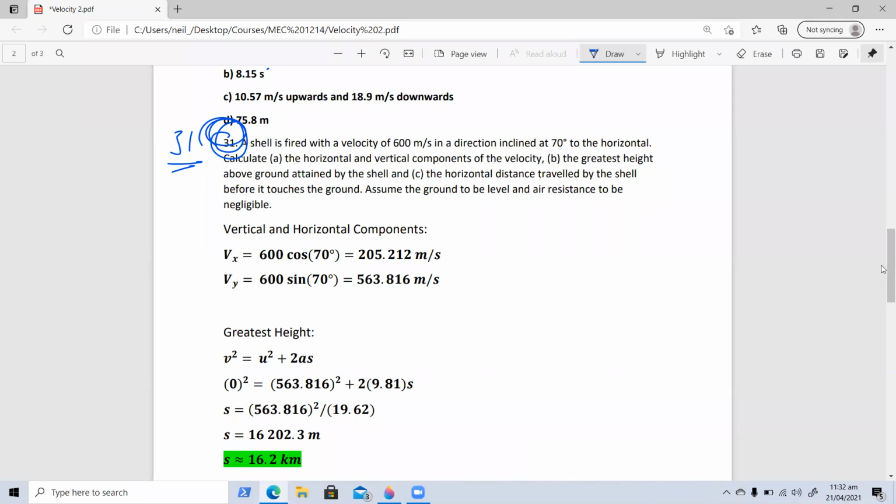A shell is fired with a velocity of 600 meters per second in a direction inclined at 70 degrees to the horizontal. Calculate A, the horizontal and vertical components of the velocity. B, the greatest height above ground attained by the shell. And C, the horizontal distance traveled by the shell before it touches the ground. Assume the ground to be level and air resistance to be negligible.